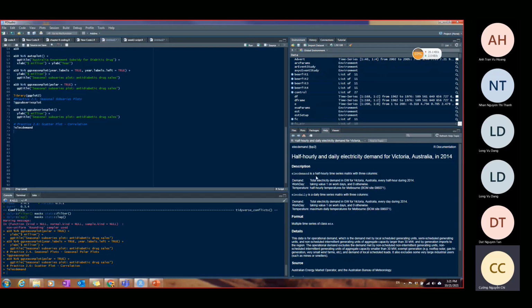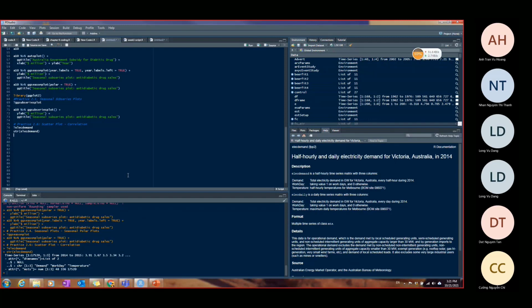This is half-hourly, so every 30 minutes the data is collected, with the series matrix with 3 columns: the demand, workday, and the temperature. If you want to see how it really looks with the structure of the elec demand, you can see this will be the graph. So this is a time series from 1 to, oh my god, 17,520 observations. So it's quite a long time series, huh?